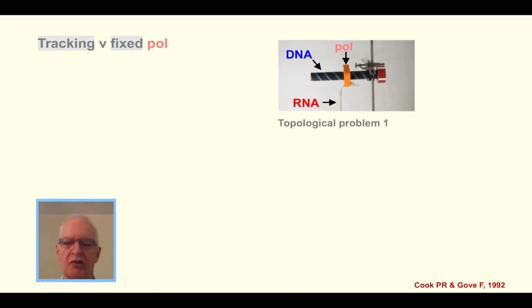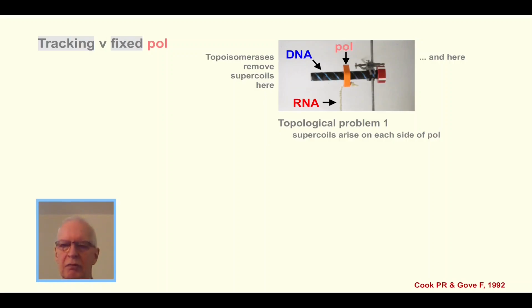Whether or not the polymerase is fixed, a topological problem arises. It involves getting rid of the supercoils that inevitably arise on each side of a polymerase. It's solved by having a topoisomerase acting on each side. That's a problem that has a solution.